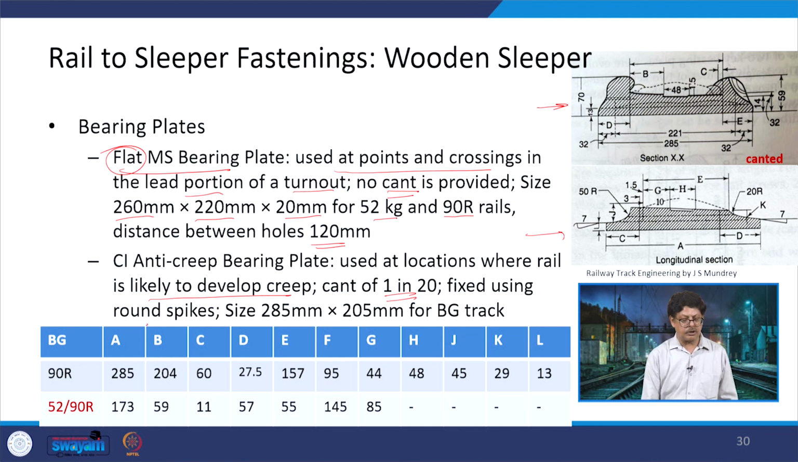It is fixed using round spikes. The size again is a bit bigger, 285 by 205. So, the width is lesser, but the length is more, and it is being used on the broad gauge track. There can be one for meter gauge, but we are emphasizing the broad gauge only. Here for 52 or 90 R rail sections, the values have been defined, and this value is for the canted bearing plate, which is shown here.